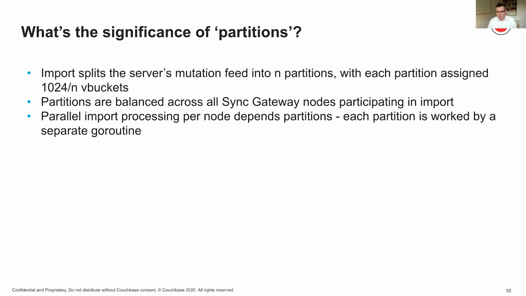The amount of parallel processing that we're doing on a Sync Gateway node depends on partitions. Each partition is worked by a separate Go routine. Sync Gateway is written in Go. For those who aren't familiar with Go, a Go routine is Golang's implementation of a lightweight thread. It's not a thread exactly, but it shares some similar concepts, in that the number of concurrent Go routines that can be executed by Sync Gateway is related to the number of cores available on that machine. And that's where the number of partitions becomes interesting.